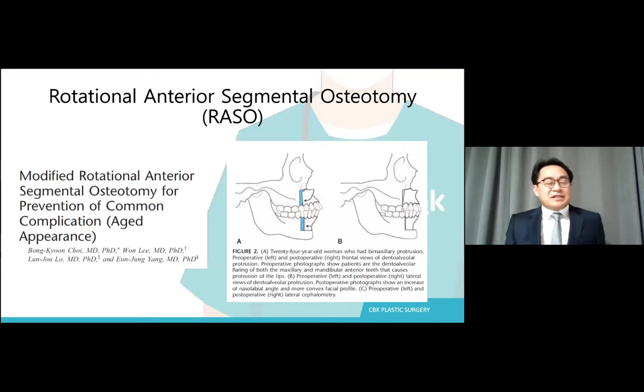I will talk about ASO briefly. I think the conventional ASO, anterior segmental osteotomy, is not suitable for some patients in Northeastern Asia because of anthropometric difference. So I suggested and published an article a few years ago about rotational anterior segmental osteotomy, RASO. So I do not set back the maxillary anterior segment, but I rotate it, so I could prevent the common complication of deepening of nasolabial fold or aged appearance.